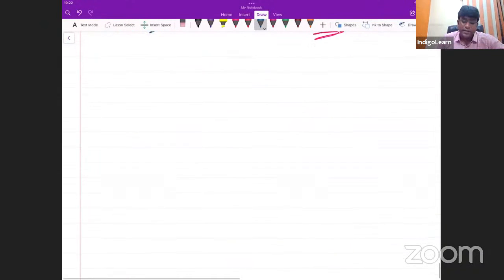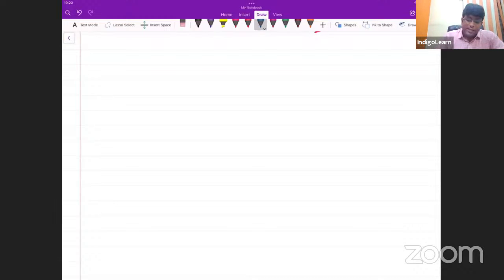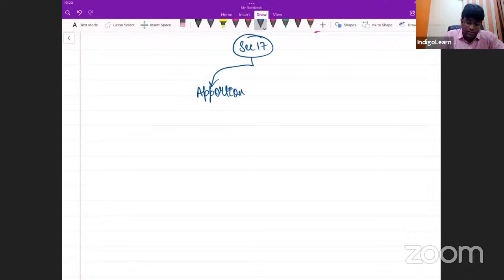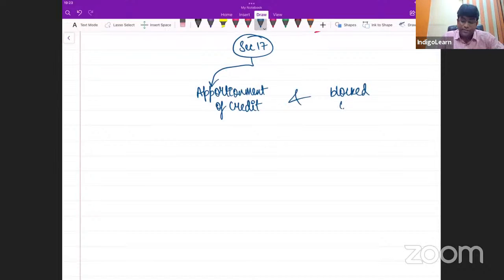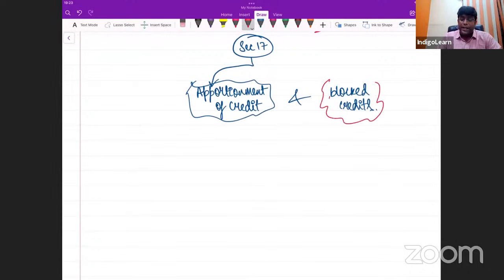Yes, done. So, my dear friends, now let me talk about an interesting concept known as section 17. In section 17, we have a topic known as apportionment of credit and block credits. This apportionment of credit concept is simple, sir. If any credit is related to both exempt and taxable supplies, then we'll claim only proportionate credit. I repeat, if any credit is related to both exempt and taxable, we'll claim only proportionate credit.